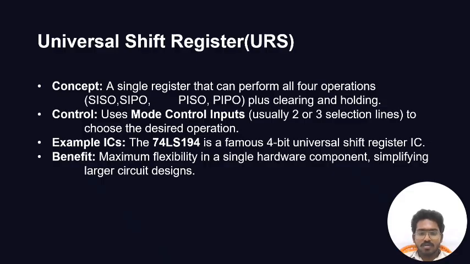These mode control inputs are small binary selection lines. By changing the voltage on these lines, you instantly configure the register to shift left, shift right, load parallel data, or simply hold its same state. A common example is the 74LS194 IC, which provides maximum versatility in a single component.